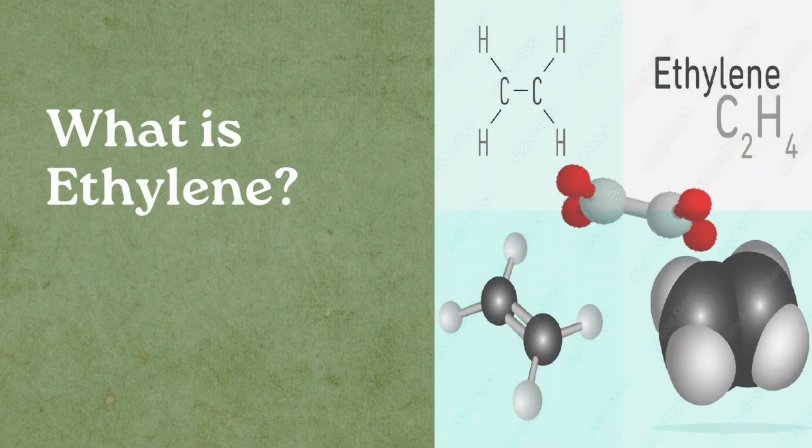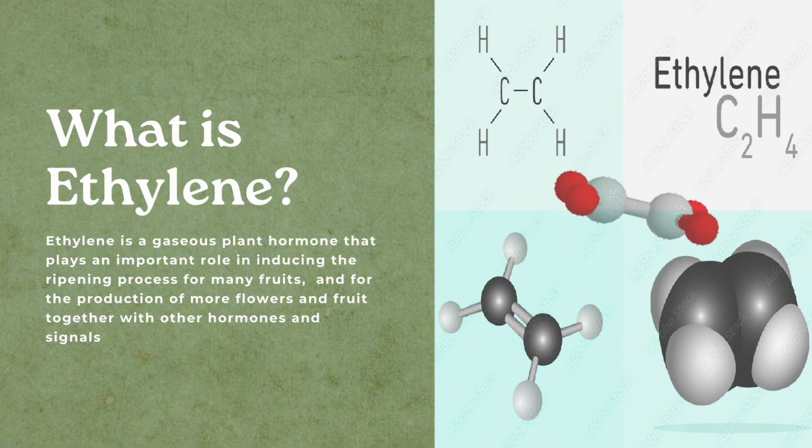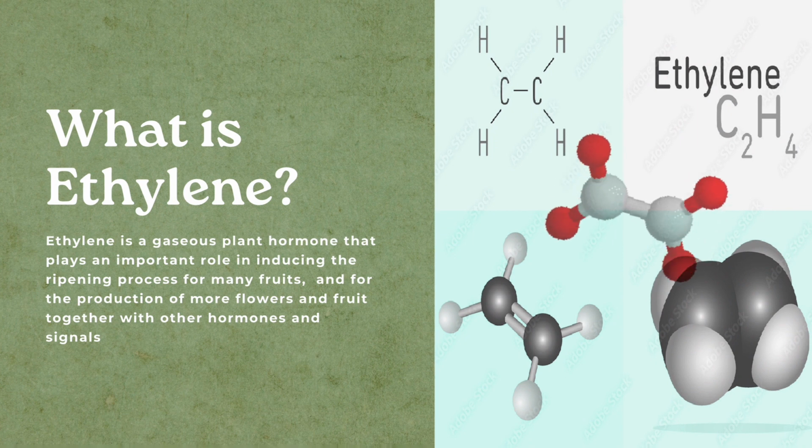What is ethylene? Ethylene is a gaseous plant hormone that plays an important role in inducing the ripening process of many fruits and for the production of more flowers and fruit together with other hormones and signals. So ethylene plays an important role in the growth of plants and the ripening of its fruits, including the production of flowers.